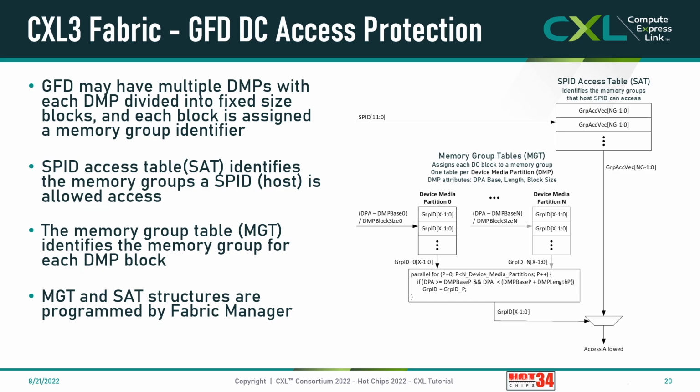The first table, the source port ID access table, referred to as the SAT table, translates from the request packet source port identifier to a bit vector of accessible device media partition blocks. The second table, referred to as the memory group table, is used to determine the memory group for each device media partition block. Once these two tables are accessed, the memory group identifier is used to index into the memory group access vector. The resulting bit determines if the access is valid.